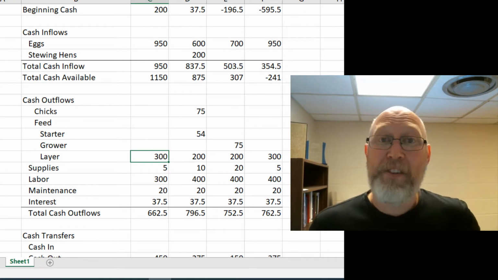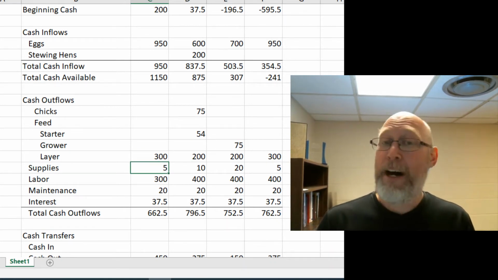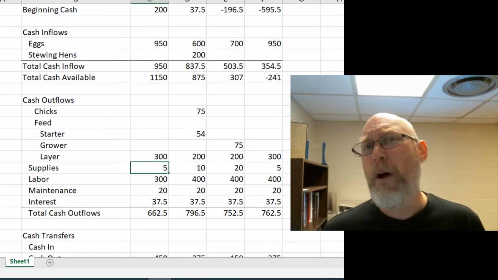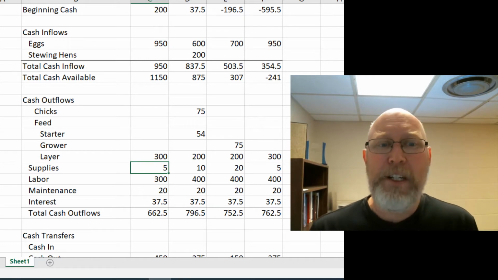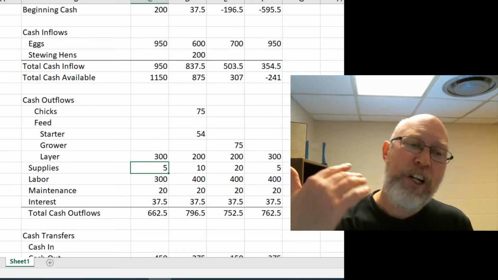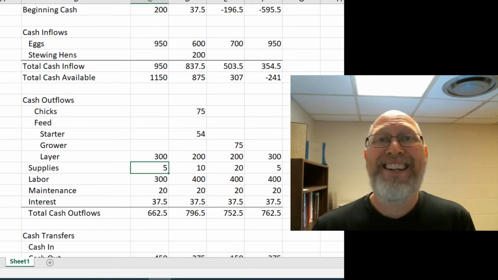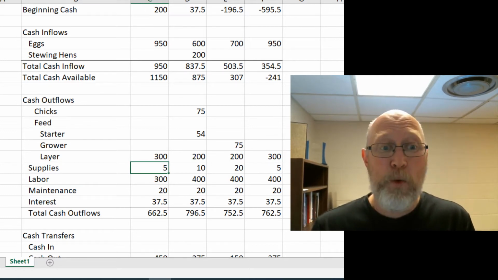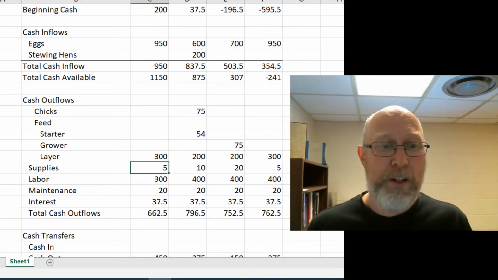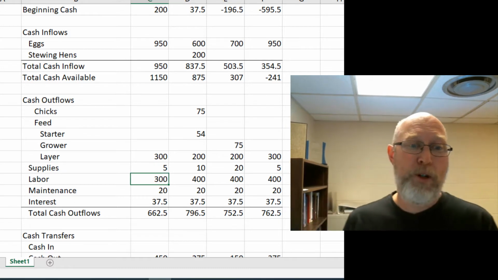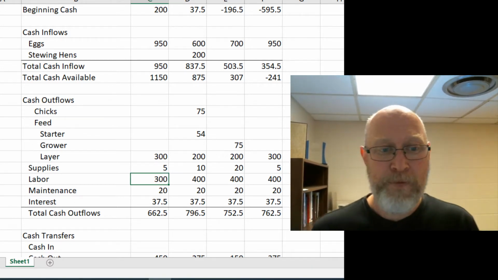And I'm going to write that down as a cash outflow. I'm going to buy $5 in supplies. I have no idea what amount of supplies I'm going to need to buy in the first quarter, but I'm going to go ahead and put $5 there because I need a number there to work with, and it could be wrong. Who knows? Labor. I'm going to imagine I have to pay someone to work for me during that quarter.